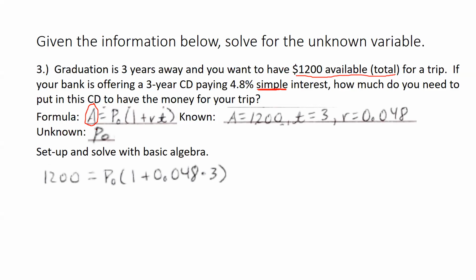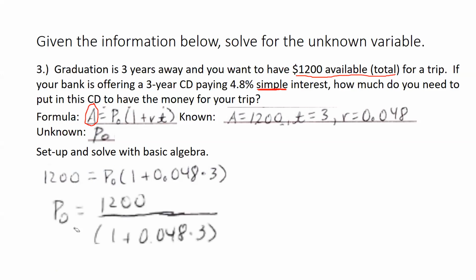This is not terribly crazy. What I've seen some students do is they'll distribute the P0 here and here. Don't do that. Don't do it. There's a time and a place for that, and that is not now. We're just going to go ahead and divide both sides by whatever this number comes out to be. We're going to go ahead and divide both sides by it.